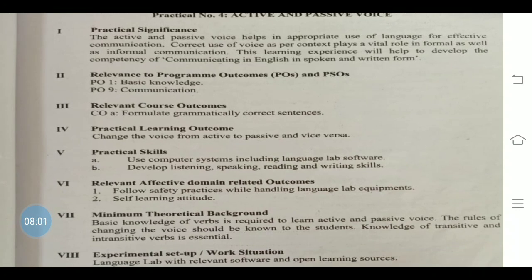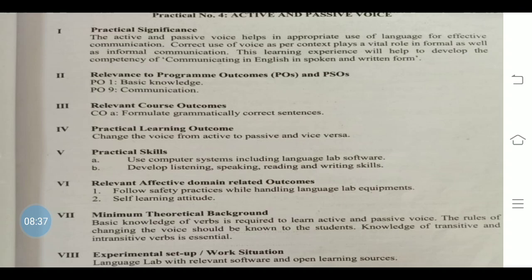Theoretical background: basic knowledge of verbs is required. You should know there are three types of verbs: present, past and future. There are four subtypes also, manner, that is simple, continuous, perfect and perfect continuous. You should know the basic knowledge about verbs, especially in active voice and passive voice also. The rule of changing the voice should be known to the students. You should know how to change active to passive and passive to active: subject to object, object to subject, to be plus past participle added, remove.